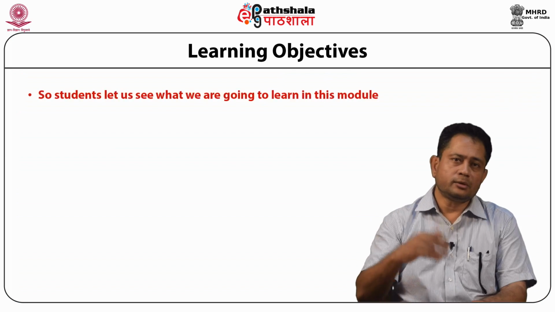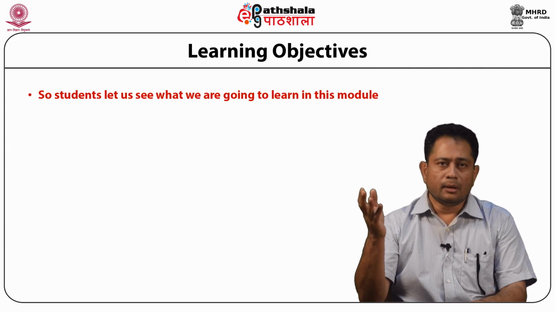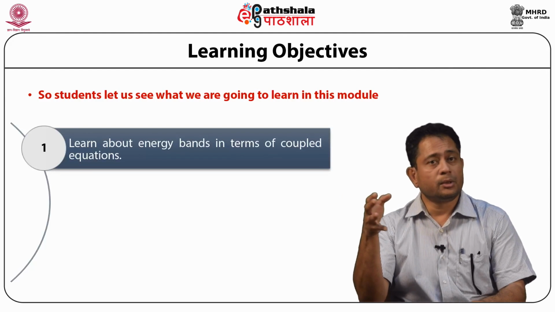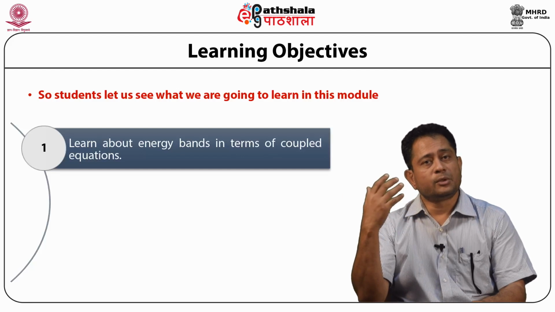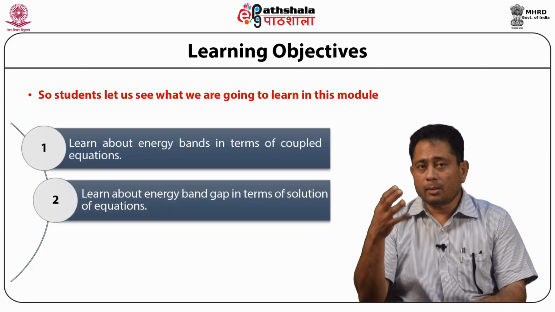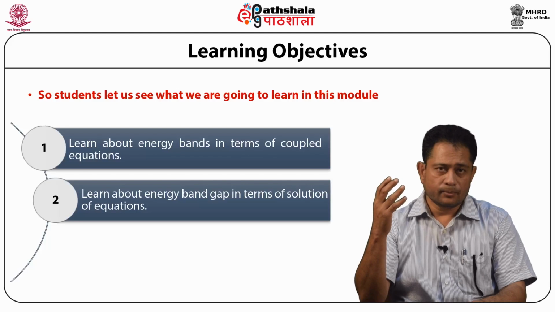Today we are going to discuss a module, Motion of Electrons in Periodic Lattice Part 2, under the paper Solid State Physics. So students, let us see what we are going to learn in this module today. Learn about energy bands in terms of coupled equations. And what are these coupled equations? These coupled equations are derived from the Schrödinger equation in Fourier space. Learn about the energy band gap in terms of solutions of these equations.